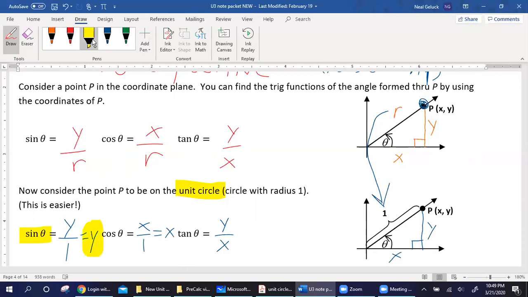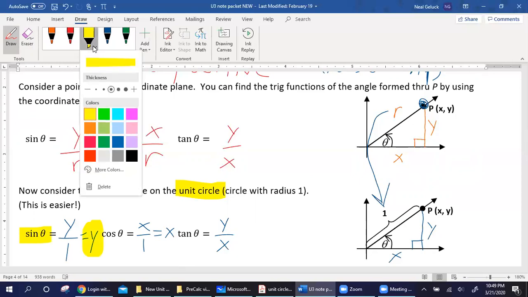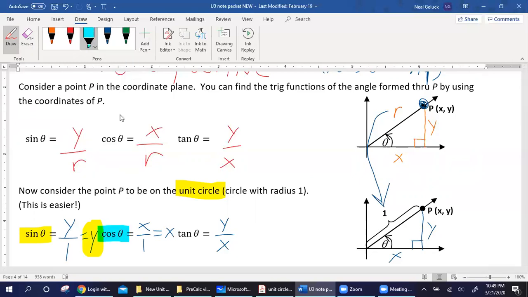But what's key here is if I am on the unit circle, the sine is basically just equivalent to the y-coordinate of the point. The cosine is just equivalent to the x-coordinate of the point. So any x, y that is on the unit circle, I can think of as the cosine of the angle followed by the sine of the angle. These are equivalent if I'm on the unit circle. That's going to help us a lot.